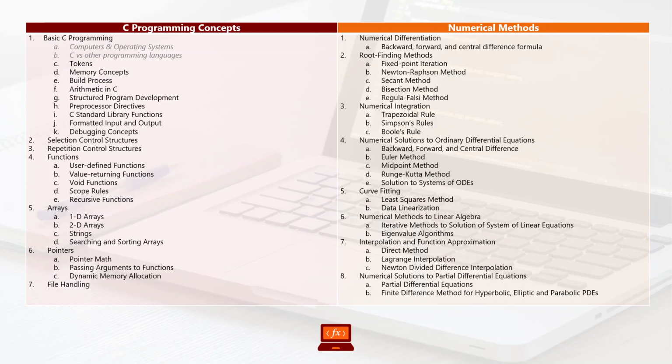And then, selection control structure, repetition control structures. Ayan naman mga structures lang sa code na gagawin or sa program na gagawin nyo, so that makakontrol nyo yung code nyo mismo. Okay? Functions, arrays, pointers, and file handling. So lahat yan, tatalakayin natin kapag napuntahan na natin siya, module by module.